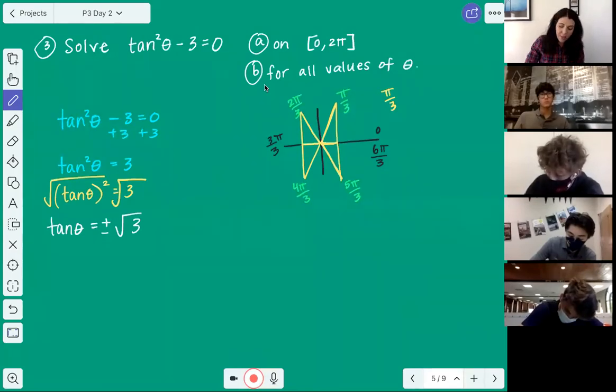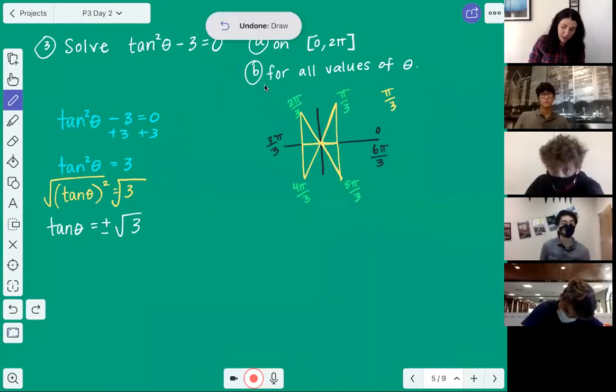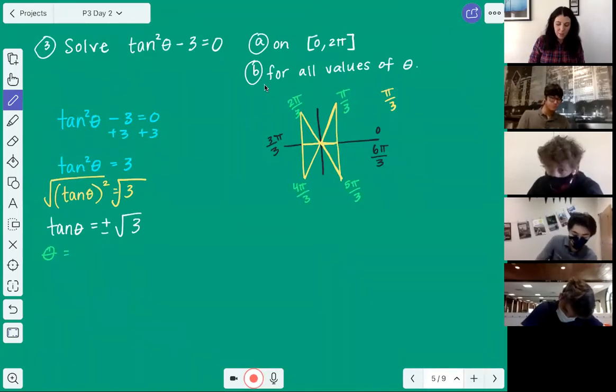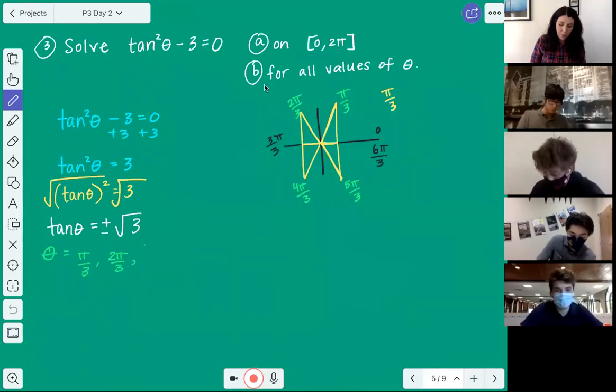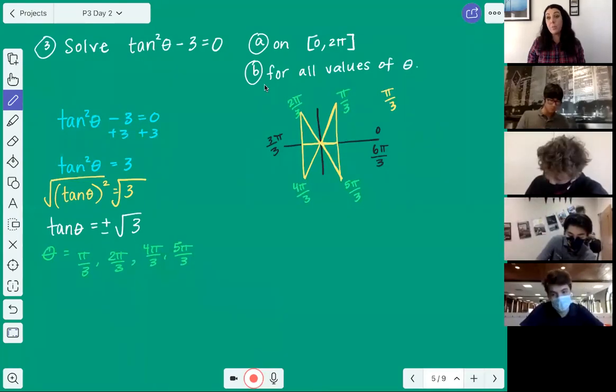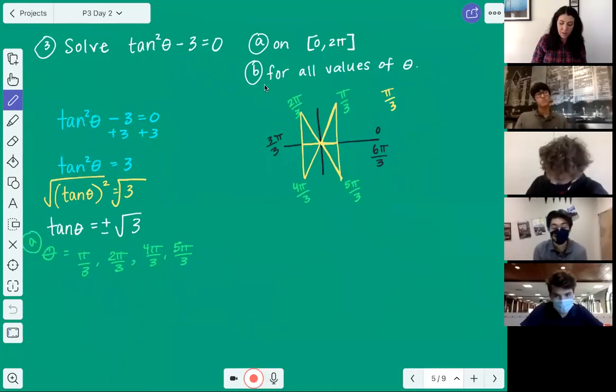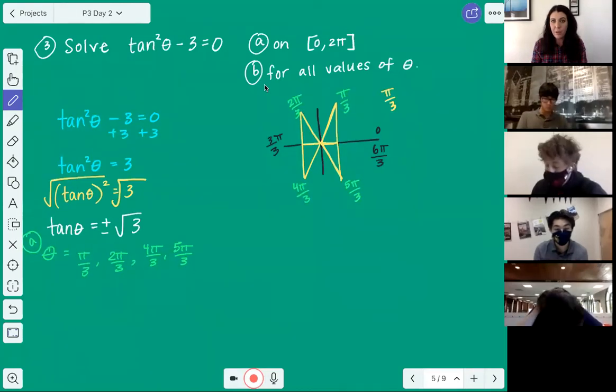So we have theta equals this time, not x equals, because our variable was theta. So we have theta equals, and we're just going to list those. Pi over 3, comma, 2 pi over 3, comma, 4 pi over 3, comma, 5 pi over 3. Those are all of our values between 0 and 2 pi. So this is for part A. That would be our answer for part A: pi over 3, 2 pi over 3, 4 pi over 3, and 5 pi over 3.